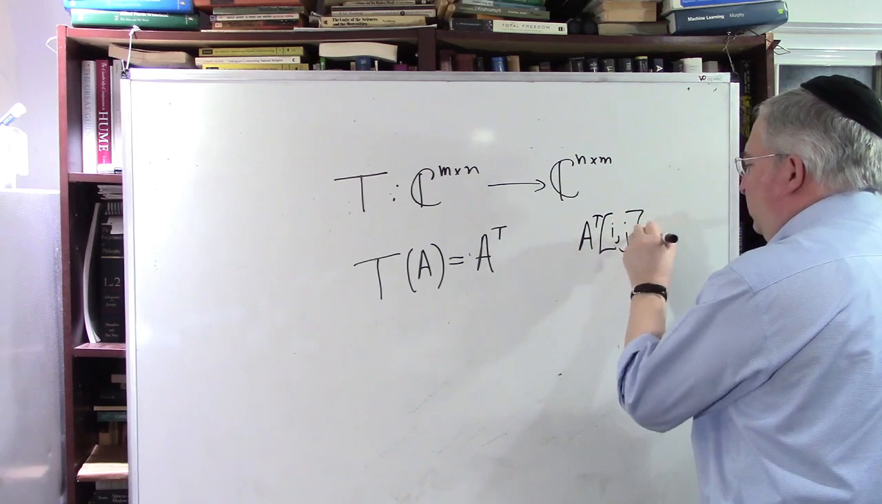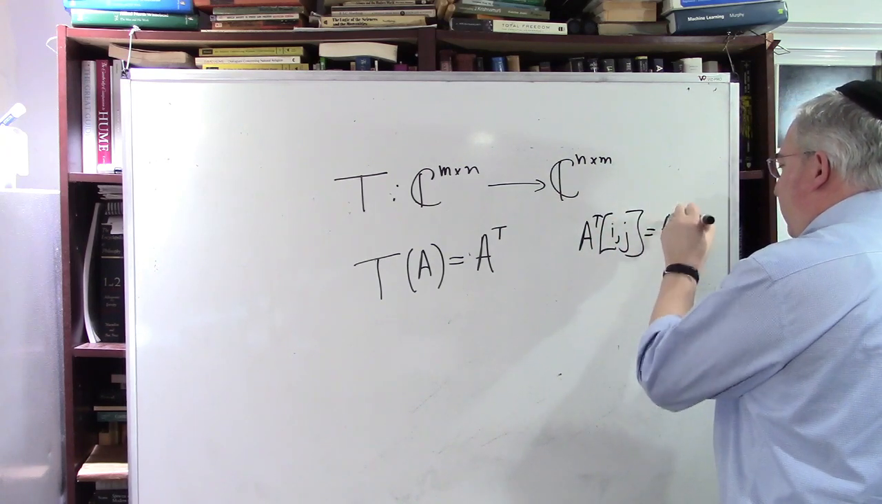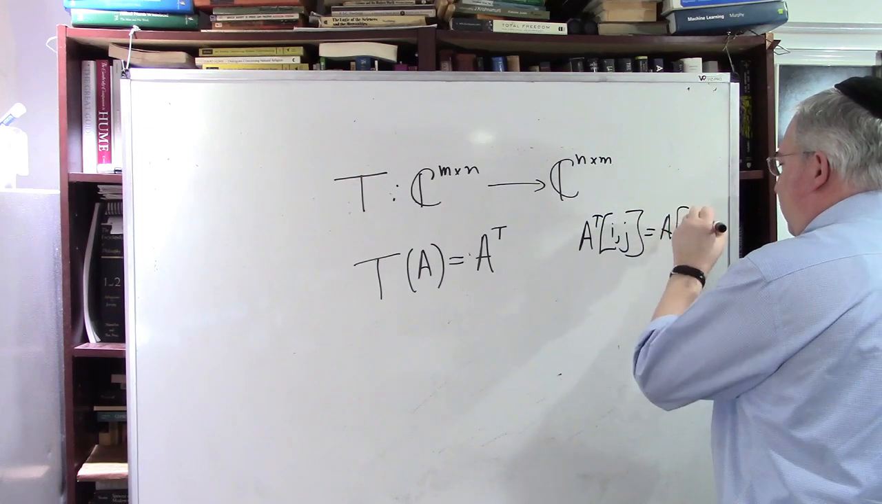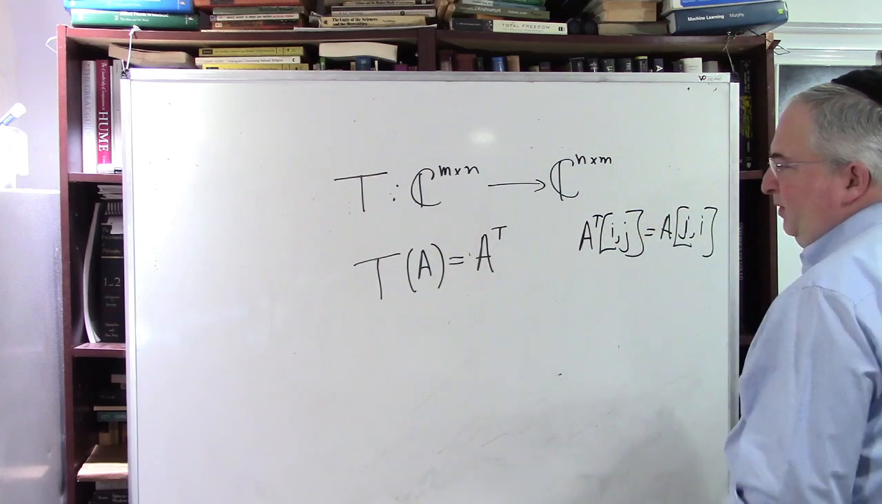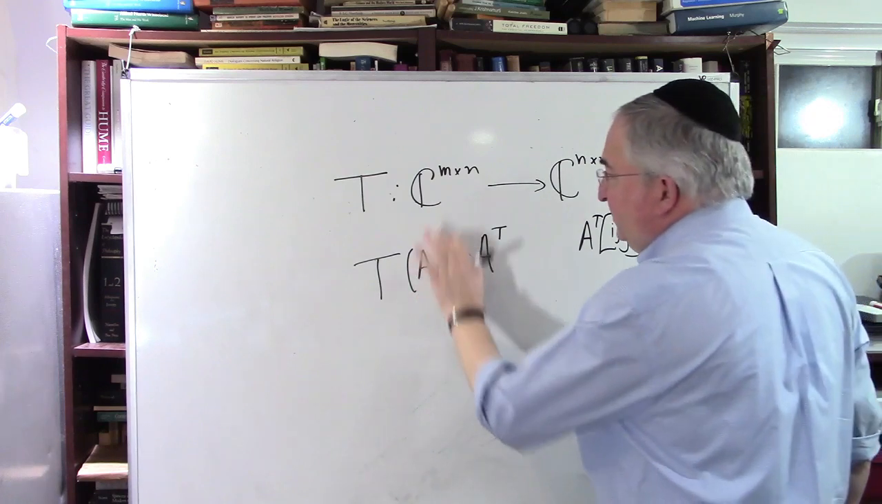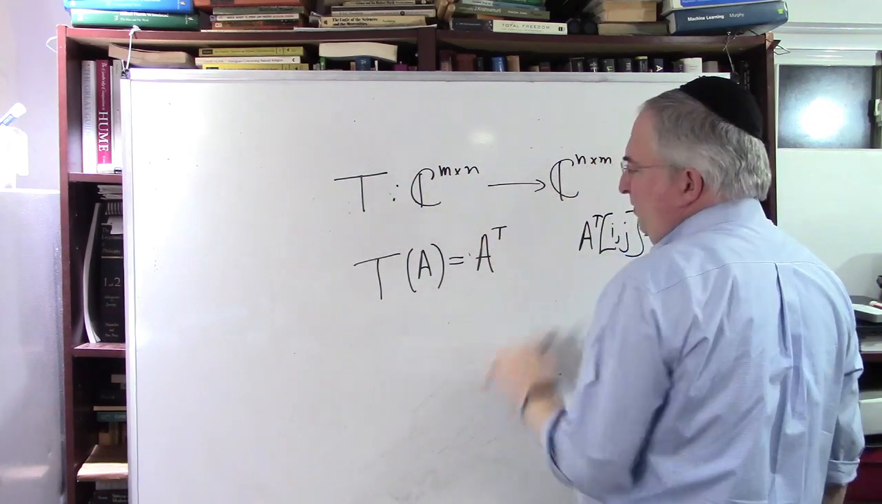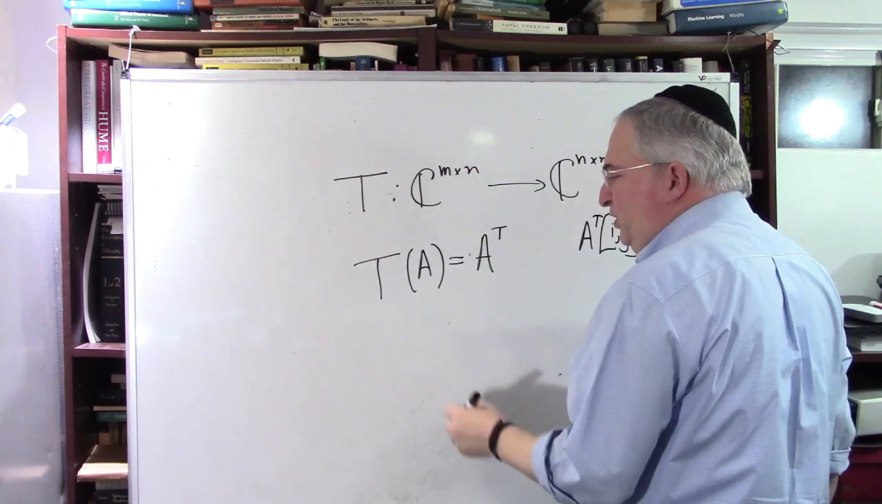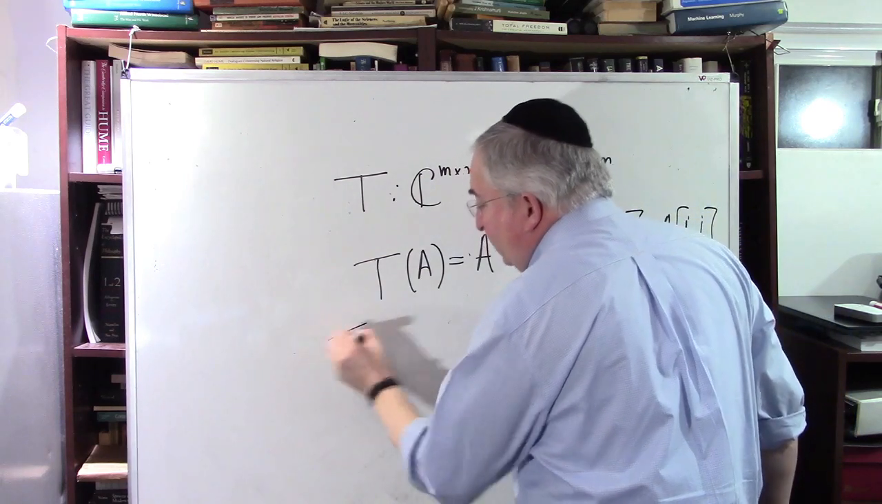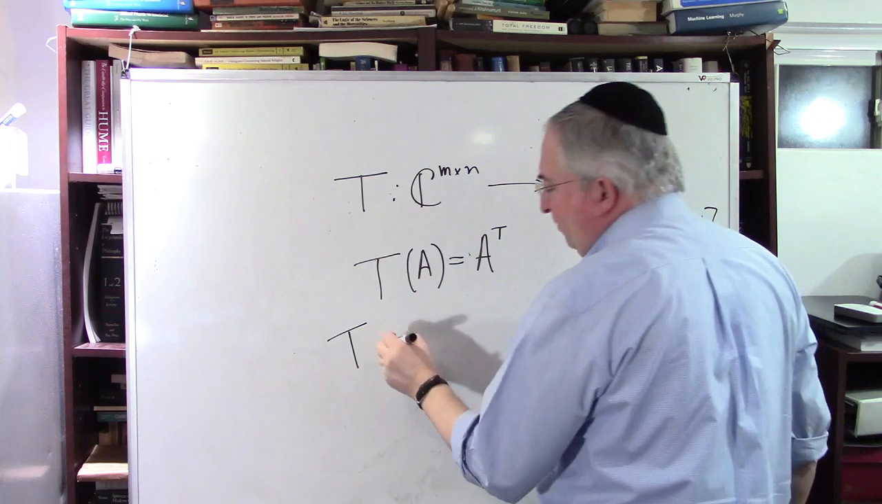The ij position is equal to A of j comma i. So you flip it. Anyways, A is an M by N matrix. A transpose flipped is an N by M matrix. Okay, this also has to preserve the addition. What's the addition? The addition of matrices.